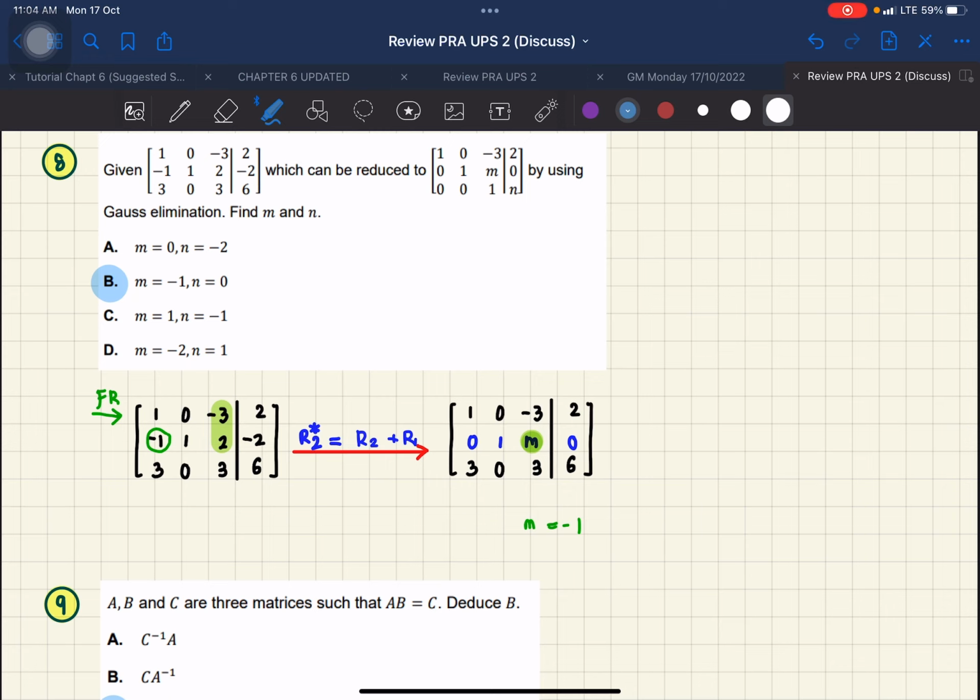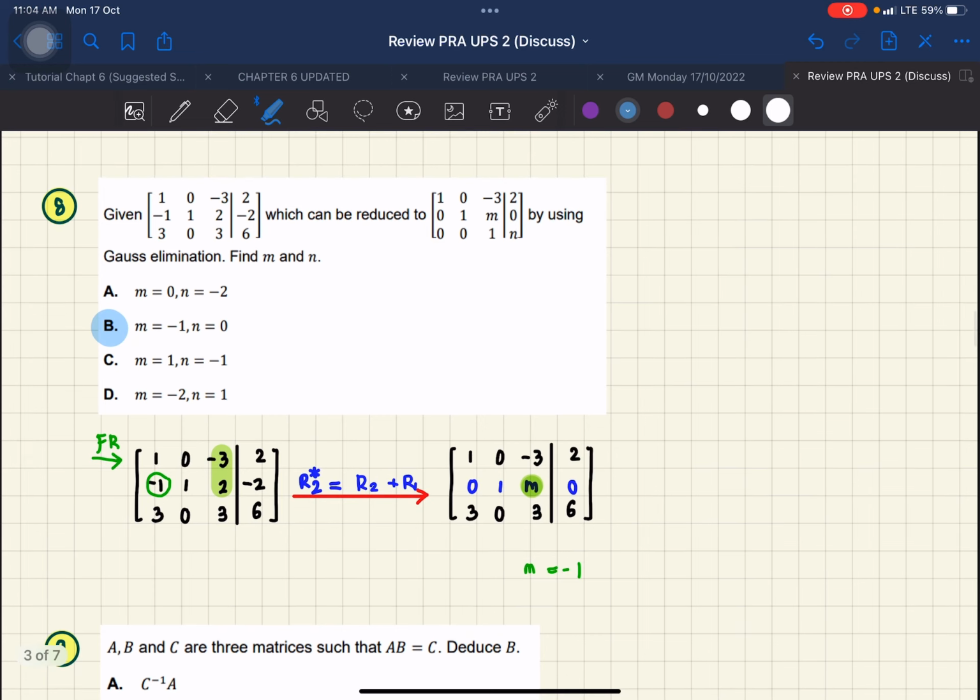This is the only one yang ada M equals to negative 1, which means that is your answer. Okay, tak perlu nak cari nilai N dah, sebab daripada situ awak tahu M awak nak sama dengan negative 1. So partner dia N sama dengan kosong. Itu je. Settle. Okay, so soalan ni tak complicated pun. Awak buat satu bahagian sahaja. Ni je awak kena settlekan.